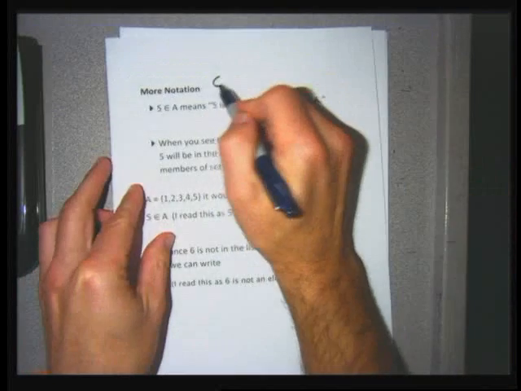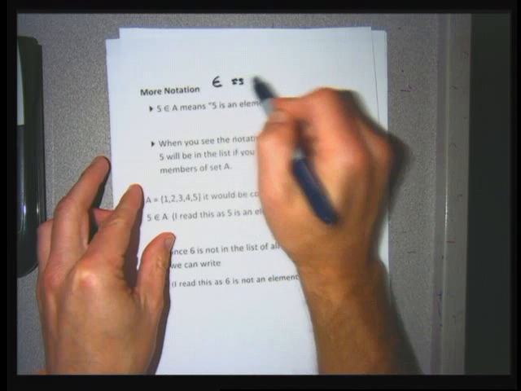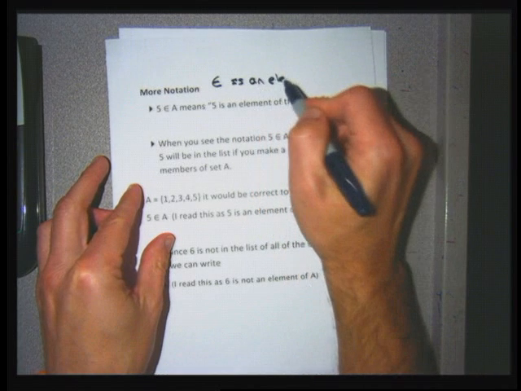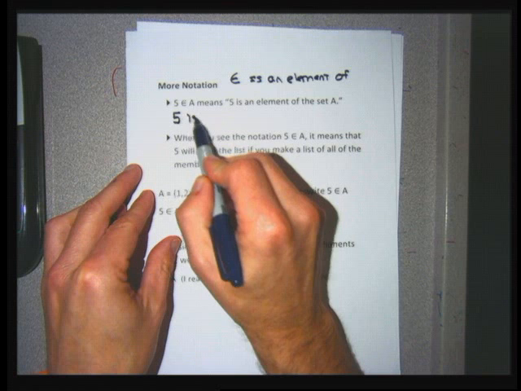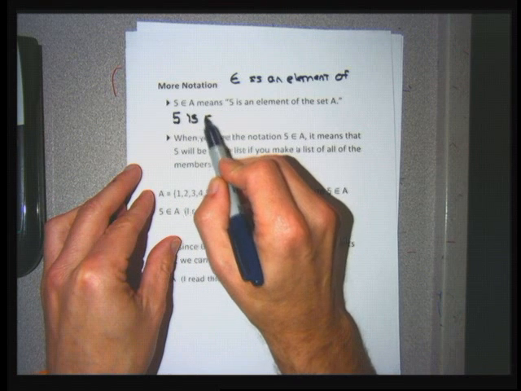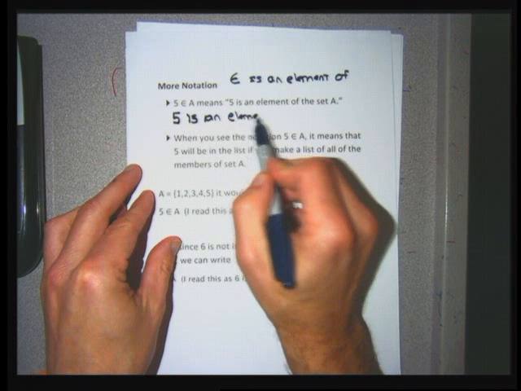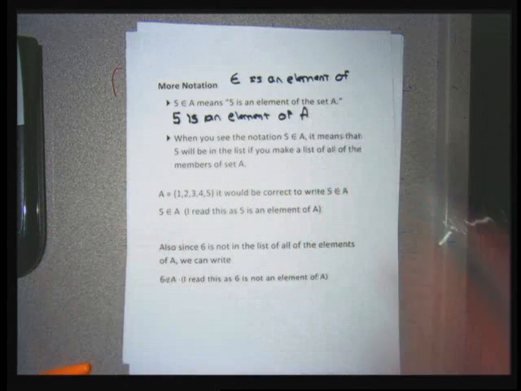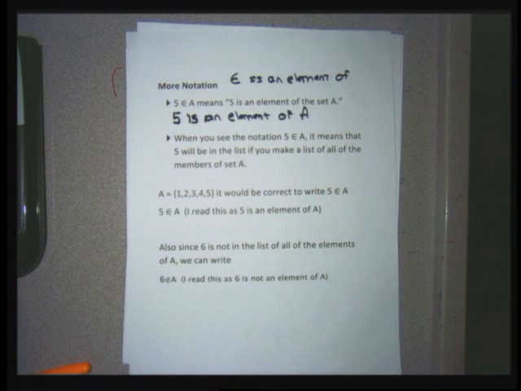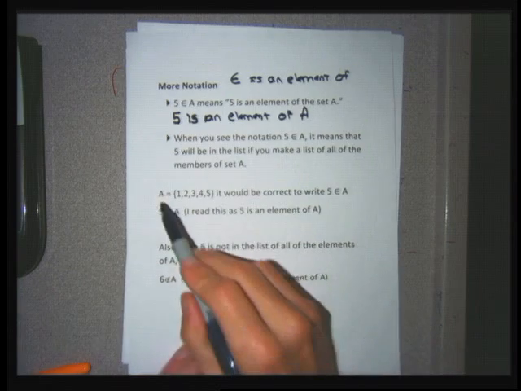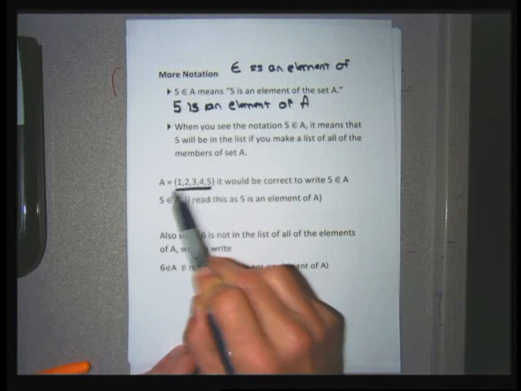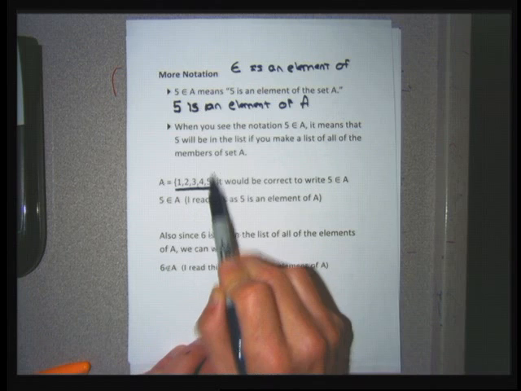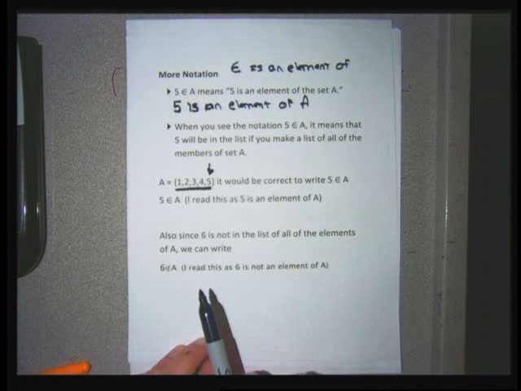More notation. This symbol I read as is a member of or is an element of. So this 5, that symbol means 5 is an element of A. And that means if I made a list of all the elements or members of A, 5 would be in that list. So here's my set, a new set A, not the set of markers that I used. I say that 5 is an element of A because when I listed all the elements of A, 5 is in it. So it would be correct to write 5 as an element of A.